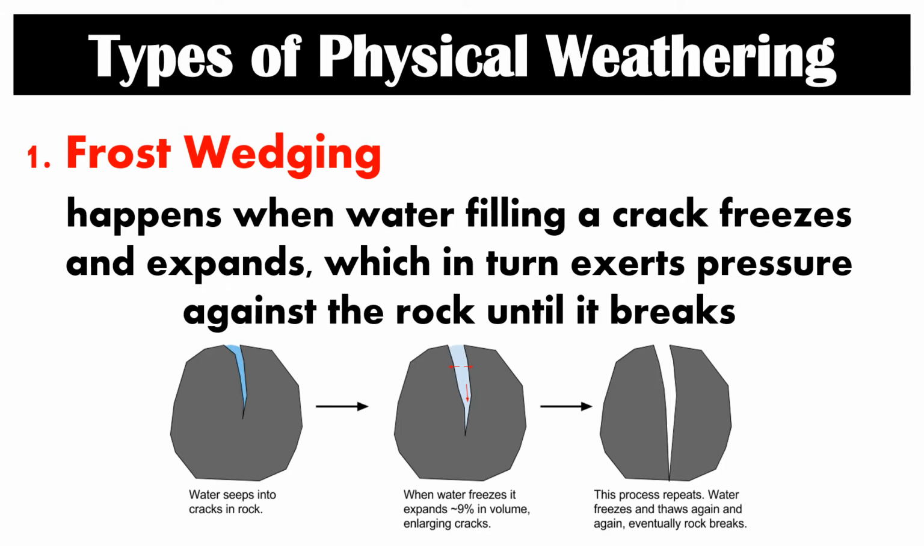First type of physical weathering is frost wedging. So this happens when water filling the cracks of rocks freezes and expands. Pag nag-freeze kasi ang water, dumadami yung na-occupy na space nito. Tumataas mismo yung surface area nito. This increase in surface area will then exert more pressure into the rock, which will then break it into smaller pieces.